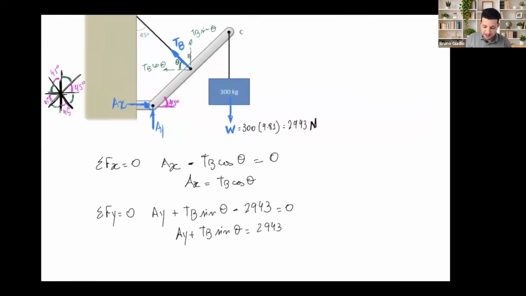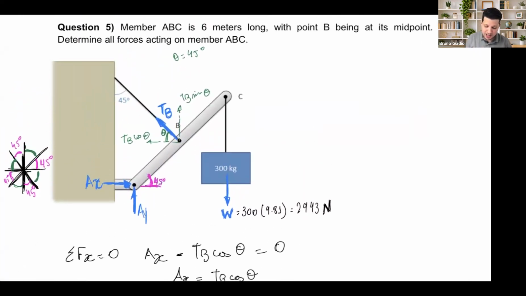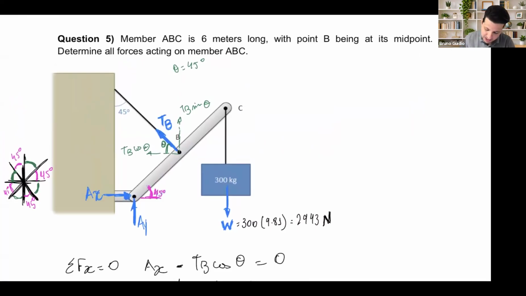Now for the moment, actually, I don't have any other distance than this 6 meter long ABC, and B is the midpoint. So this is 3 meters. This is 3 meters. Okay. I don't know this full distance, for example, this full distance here, and that distance there. I don't know, but I know the angle, I know the diagonal.